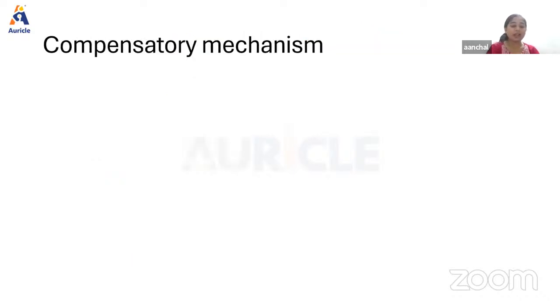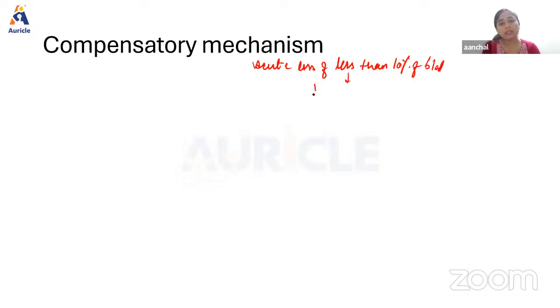Now, what are the compensatory mechanisms? So we're going to learn the compensatory mechanisms with the help of a flowchart. Okay, so what happens whenever there is acute loss of less than 10% of total blood? If blood is lost, approximately 10%, there will be a decrease in venous return. Venous return decreasing means there will be a decrease in cardiac output, which means a decrease in blood pressure. So if all these things are decreasing, it will ultimately lead to the compensatory mechanisms that we're going to learn.